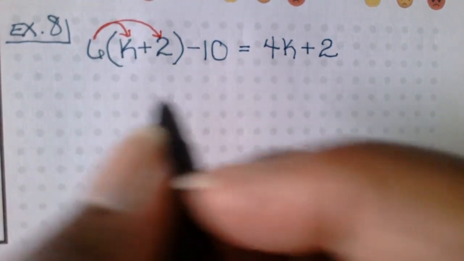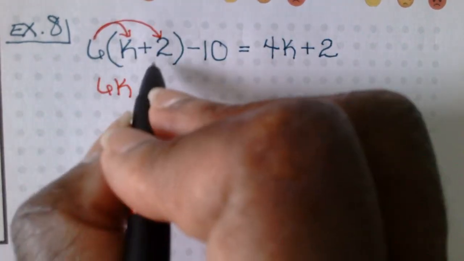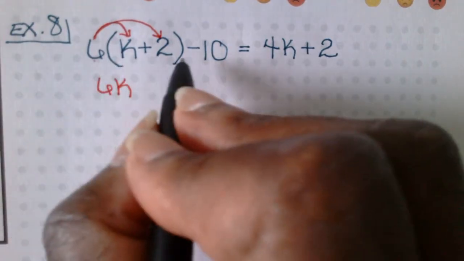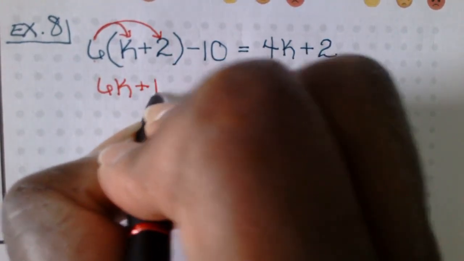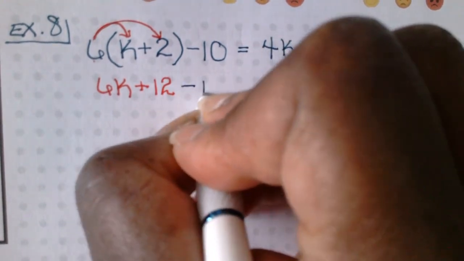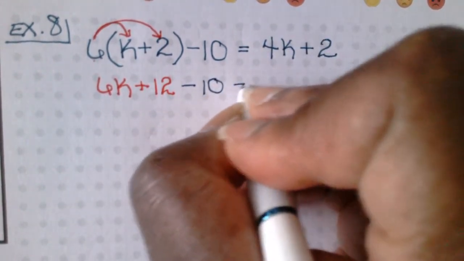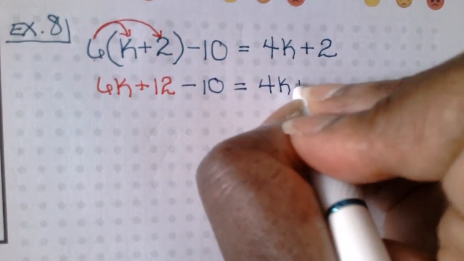So 6 times k gives me 6k. And there's a positive 6 times a positive 2. That gives me a positive 12. Okay, so we're good with that. Now, we're going to bring down everything else. So we've got our minus 10, we have our equals, and we have our 4k plus 2.